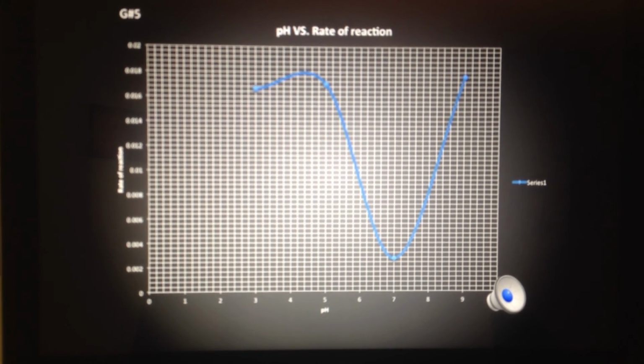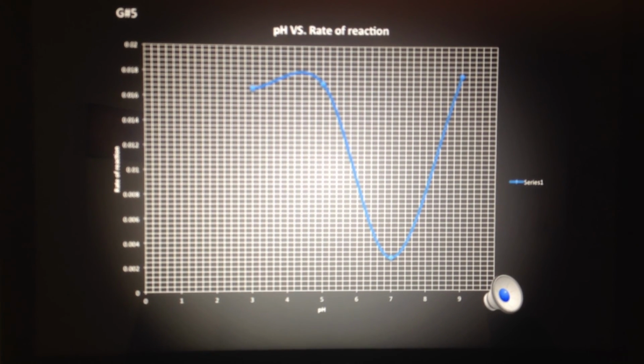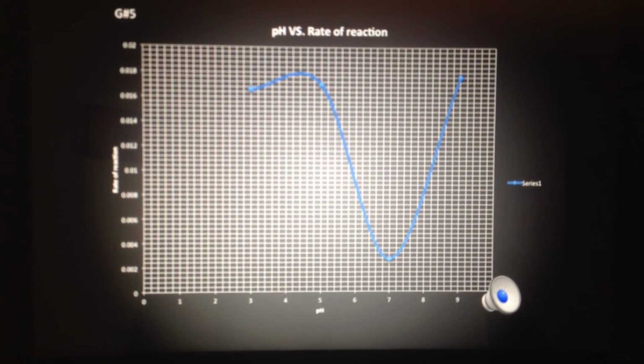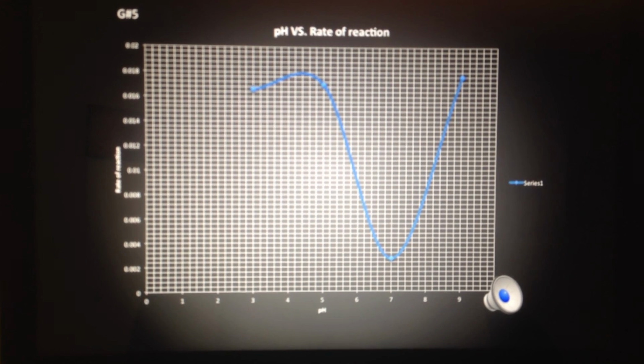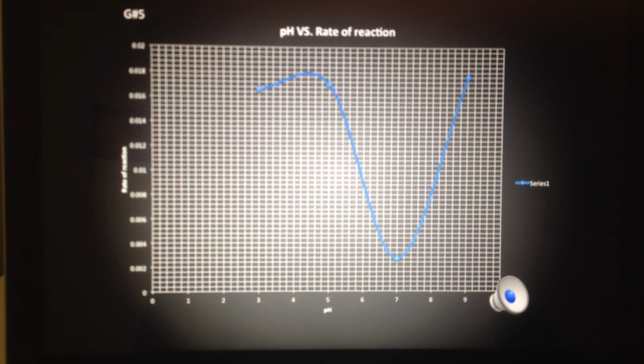When taking the slope at each pH level, it showed that at a pH of 7, the enzyme did not work as well as at pH levels of 9, 5, and 3. On this graph, the rate of reaction at each level is shown.